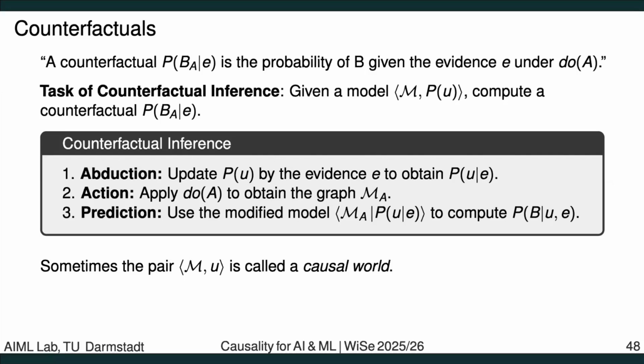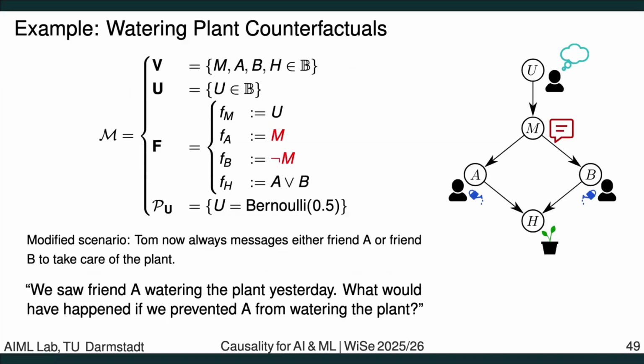And this kind of pair, the causal model or graph that we have and the probability distribution or exact values of U, is sometimes called a causal world. So if you have different U's, and how you infer these U's is sometimes up for debate, then you can reason about different factual or counterfactual causal worlds. So yeah, it's this three-step procedure, and let's do a simple example.